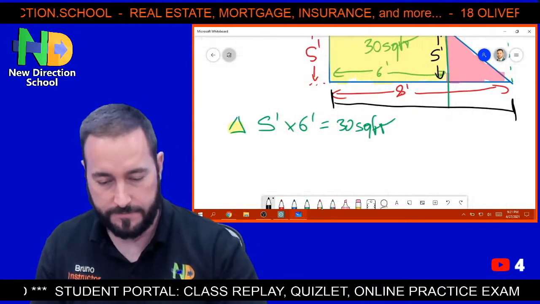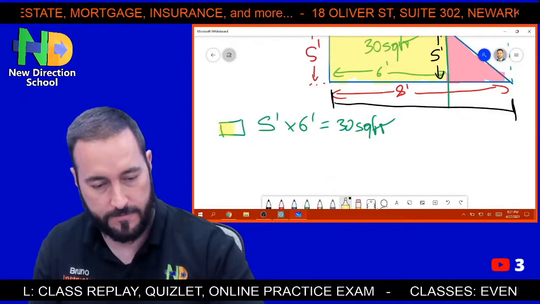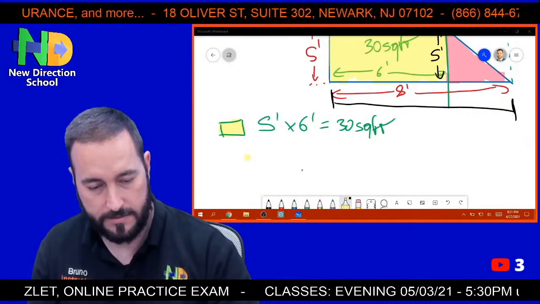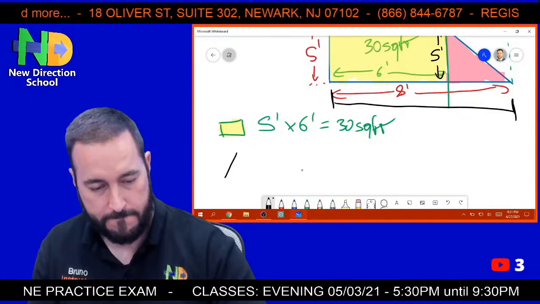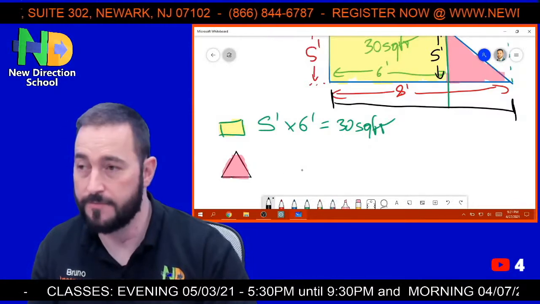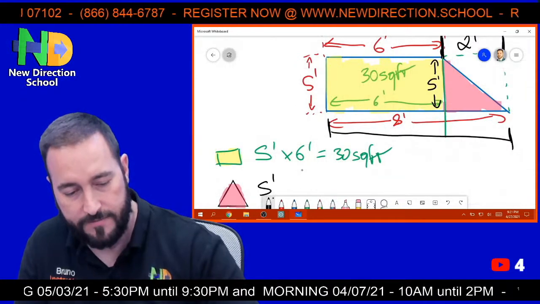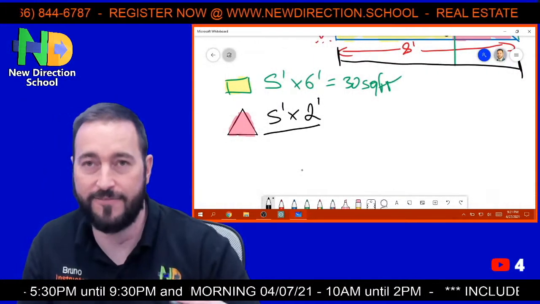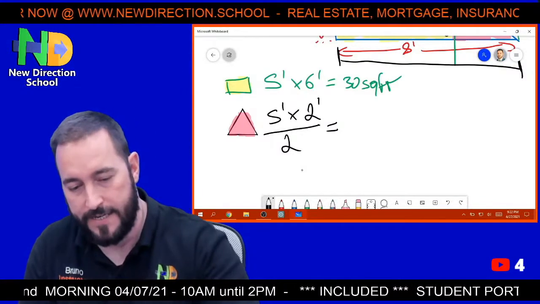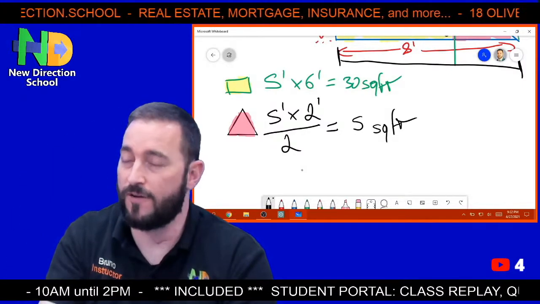What did I tell you the formula was for triangles? I made a mistake. What is it? It's width times length, or height times base, divided by 2. So what do we have here? We have 5 times 2. And because it's half of a rectangle or half of a square, we divide by 2. What do we got? 5 square feet.